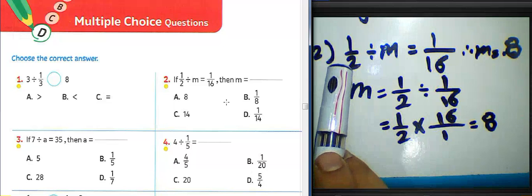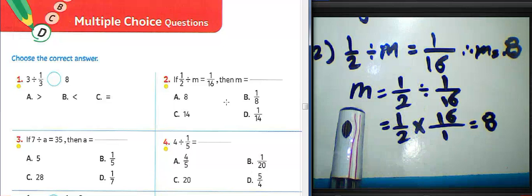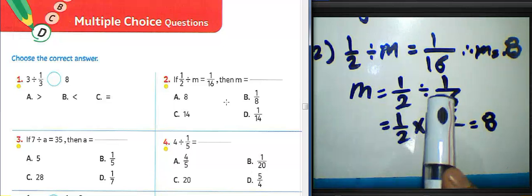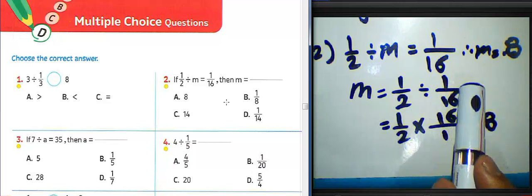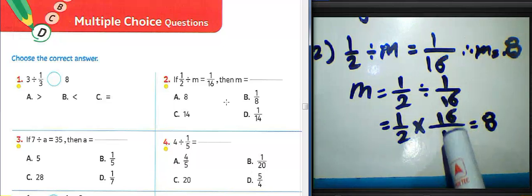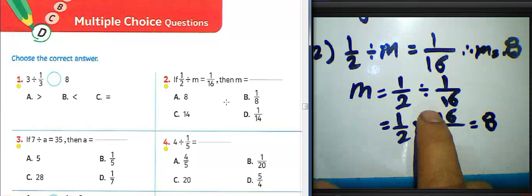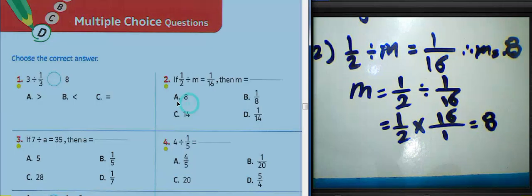We call 1/2 the dividend, m is the divisor, and 1 over 16 is the quotient. If you want to find the divisor in this example, you must divide the dividend by the quotient. Half divided by 1 over 16: we convert from division to multiplication and write the inverse of the second fraction. Then 16 divided by 2 equals 8, and 8 divided by 1 equals 8. So we must choose letter A for question number 2.